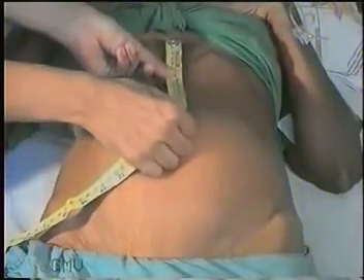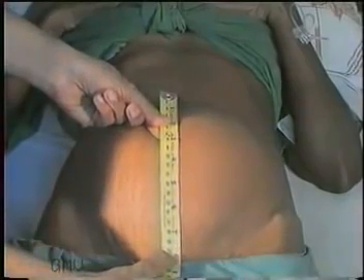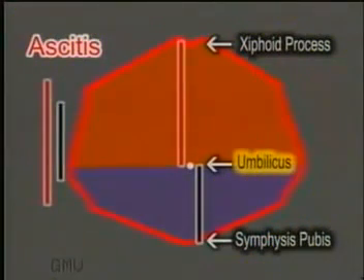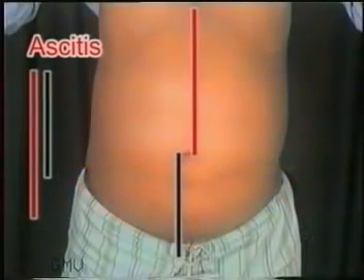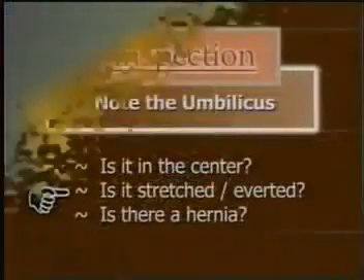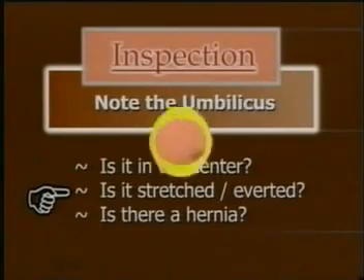Note here that the distance between the xiphoid process and the umbilicus is less than the distance between the umbilicus and symphysis pubis. In ascites, the reverse is the case. The distance between the xiphoid process and the umbilicus is more than the distance between the umbilicus and symphysis pubis. This is Tanyol sign. Then note the shape of the umbilicus.